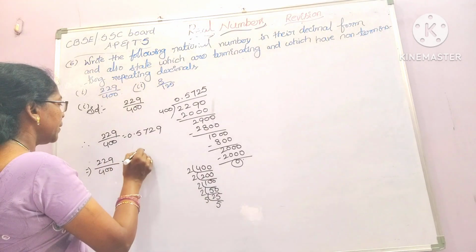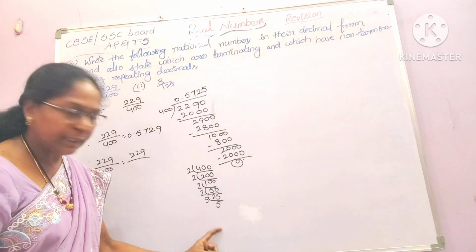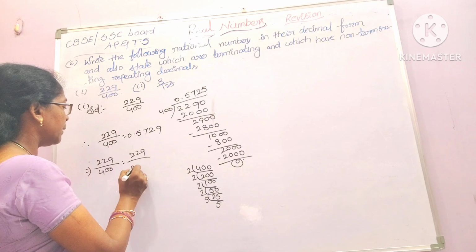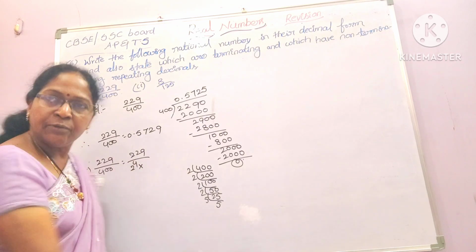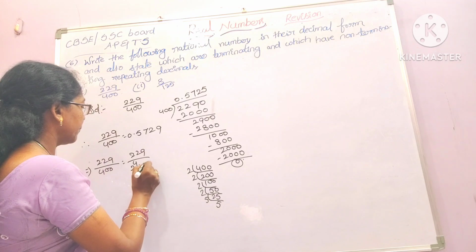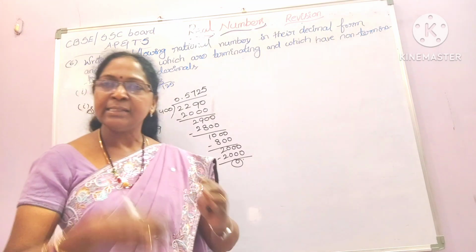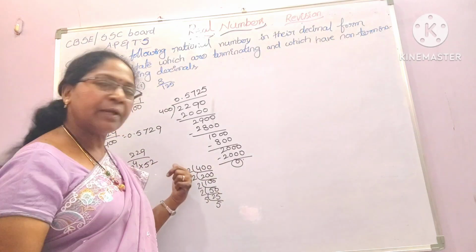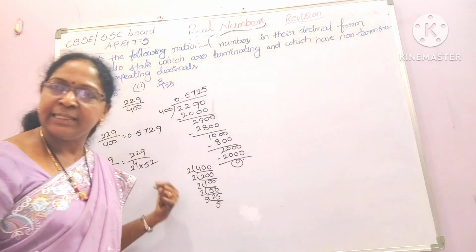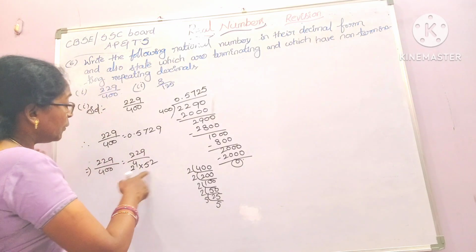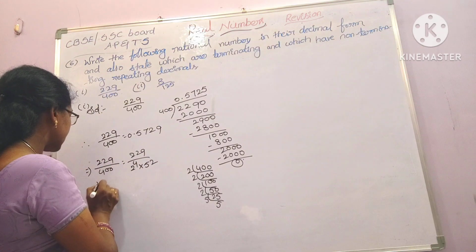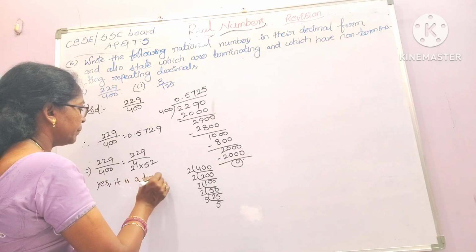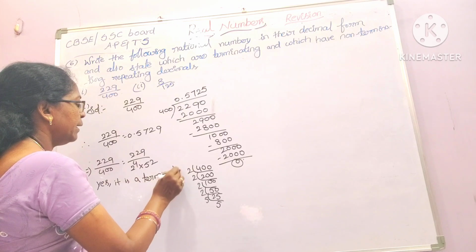How can you write that 229 by 400? We already calculated those factors. You write 1, 2, 3, 4: 2 is multiplied by itself 4 times, so 2 power 4, into 5 two times, so 5 square. Whenever the denominator is in the form of 2 power n or 5 power m, or both 2 power n and 5 power m, then you can say that yes, it is a terminating decimal. So here two numbers are there. You can simply write: yes, it is a terminating decimal.